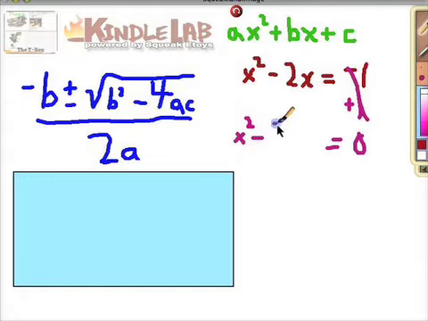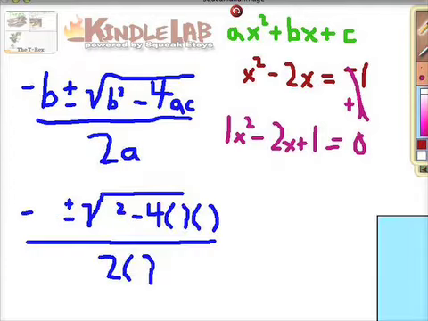minus 2x, and then finally I've got a plus 1 left over. Now, just to help us along, I'm going to call this 1x squared. 1x squared is the same exact thing as x squared, but just to help us fill in the blanks a little later. Now what I'm going to do is fill in the blanks on this equation right here.